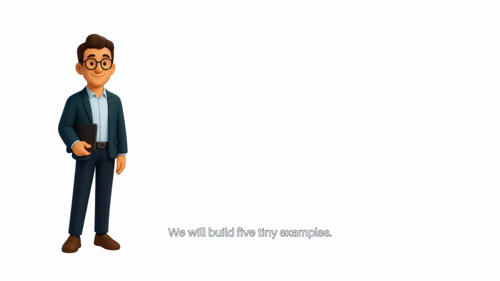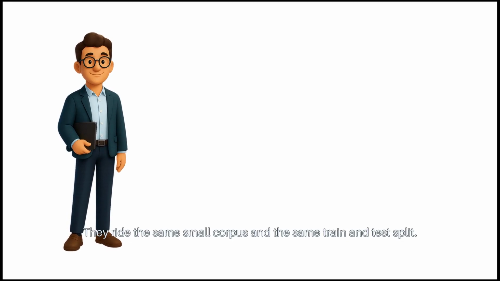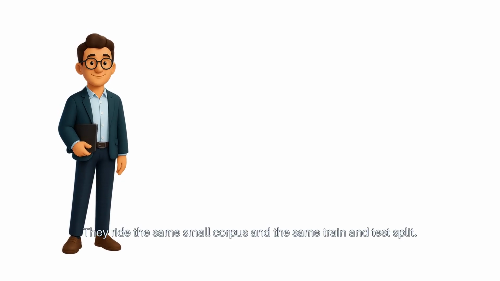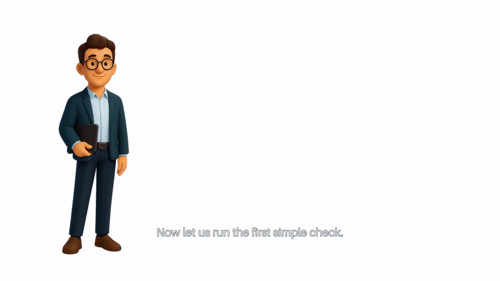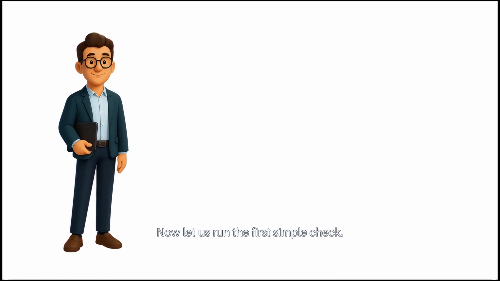We will build 5 tiny examples. They ride the same small corpus and the same train and test split. The goal is not production code. It is clarity. Now let us run the first simple check.